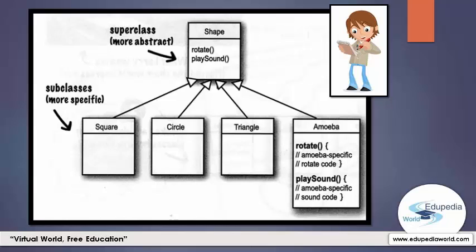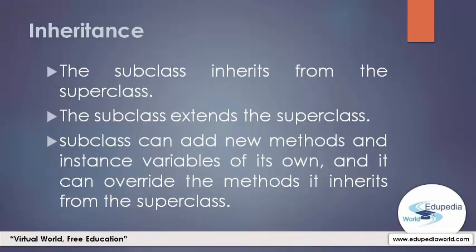Overriding means that a subclass redefines one of its inherited methods when it needs to change or extend the behavior of that method. So at runtime, the Java virtual machine knows exactly which rotate method to run when someone tells the amoeba to rotate. And that's how we arrive at this final design. Now I guess you have a basic understanding of the inheritance concept.